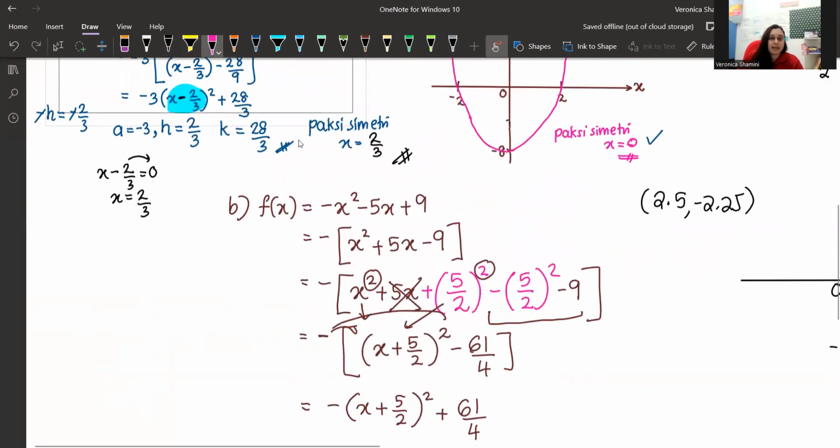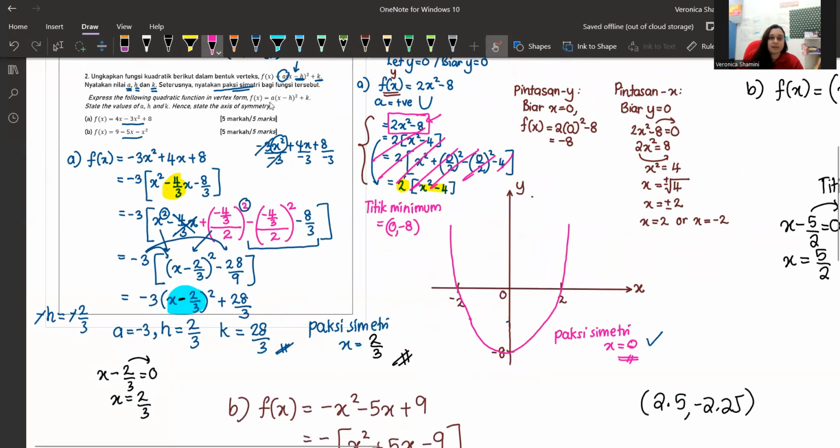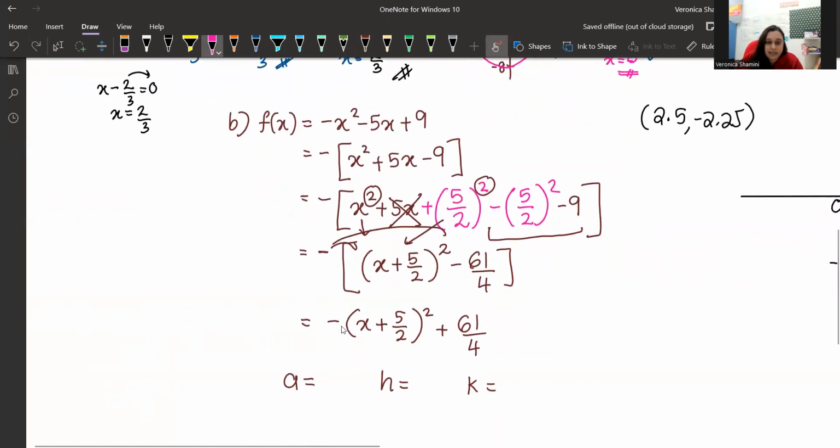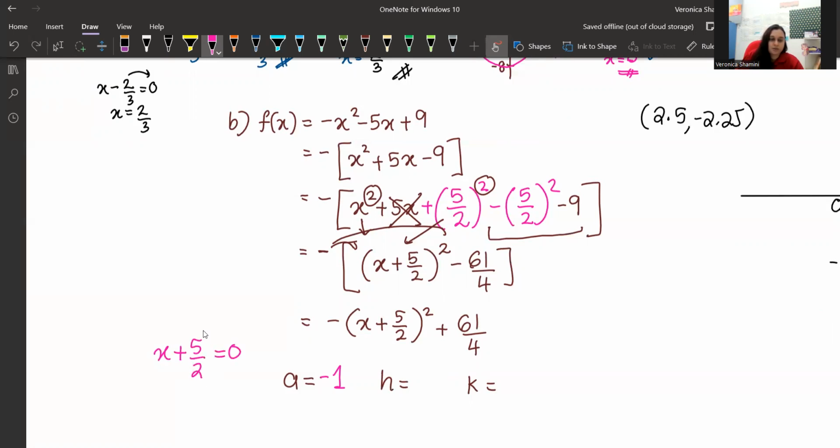Let's write our A, H, and K. A kita ialah yang dekat depan sekali kan? The in front here. What is in front here? Negative only, but no number, teacher. No number means actually that is -1. What is my H? H is here. So, x plus 5 over 2 equals 0. Bring go there. So, jadilah -5/2. K, just take the behind one here. 61/4. Yeah, all settled.